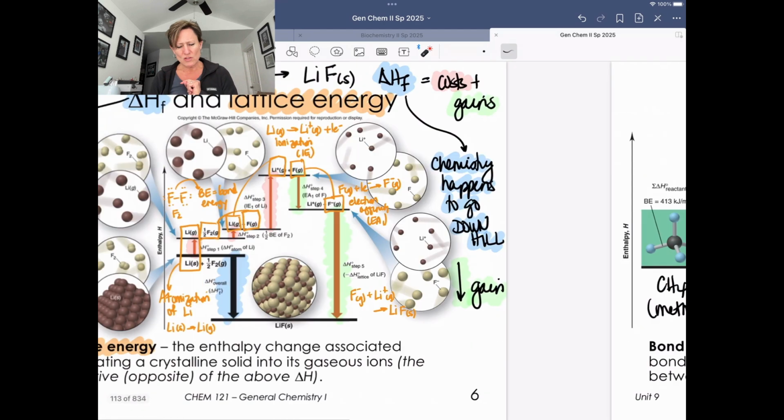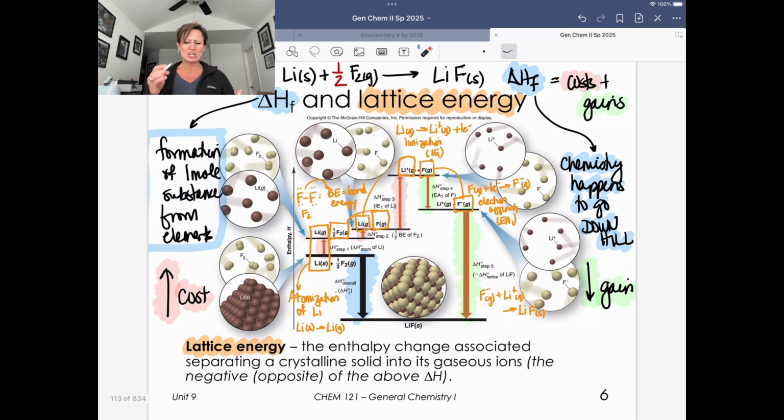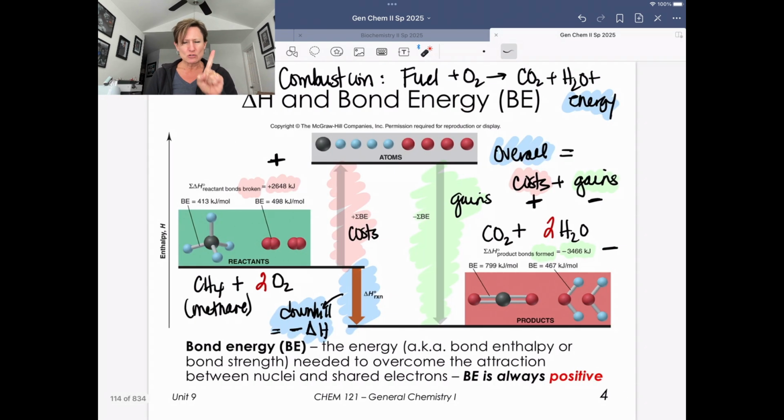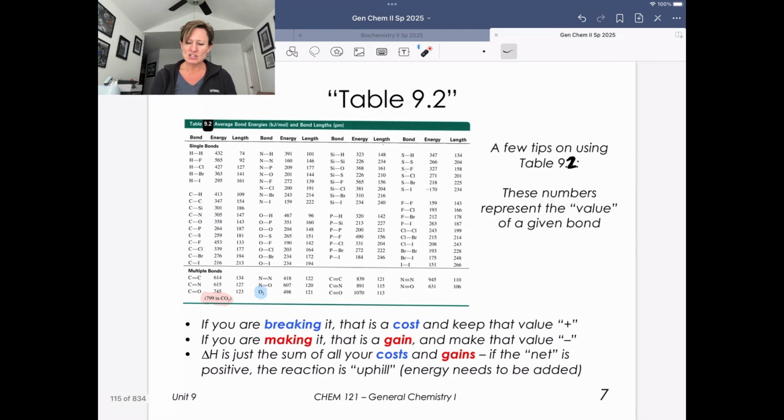All right, I told you that for the lattice energy and this whole process, you were not going to see something where you had to do any math with that, at least not yet, okay? You do need to think about math for a problem like this. And I want to remind you where we calculate and figure out our costs and our gains is this magic table that we call table 9.2.